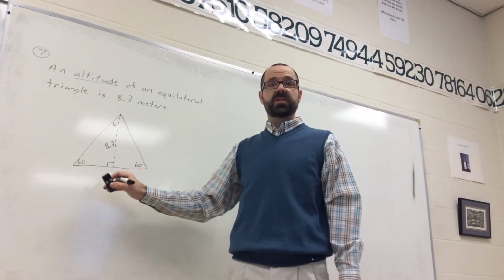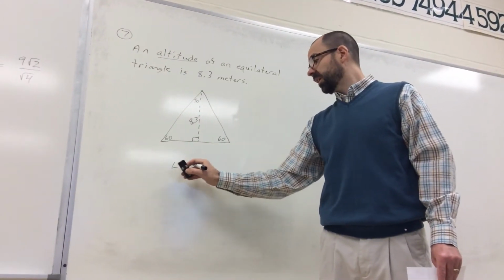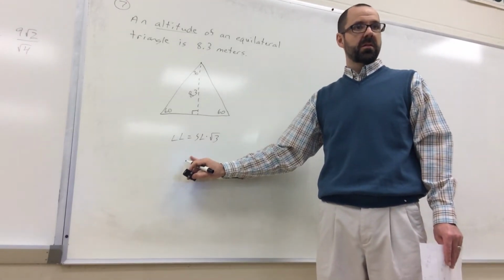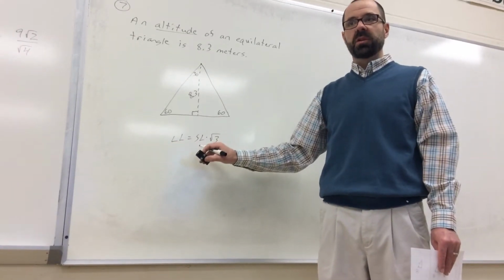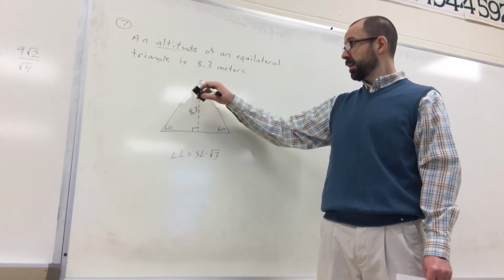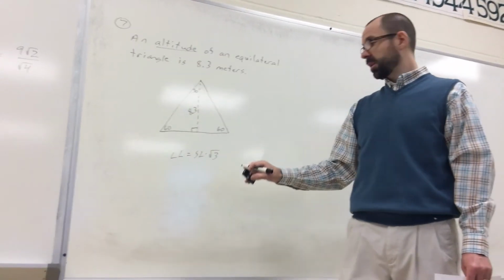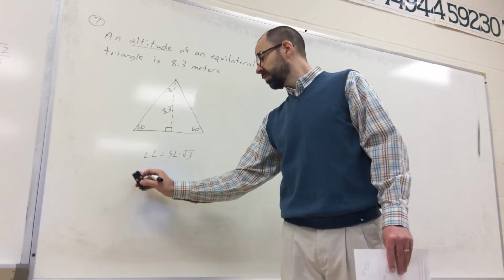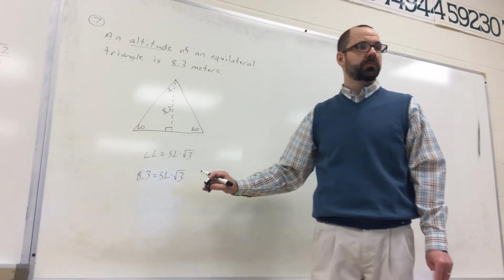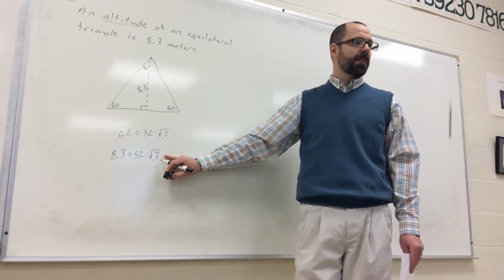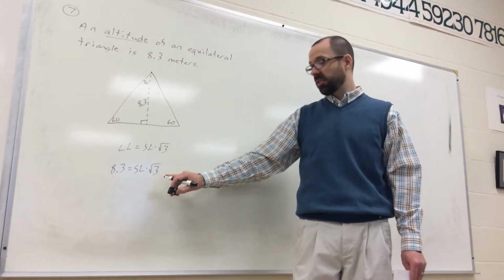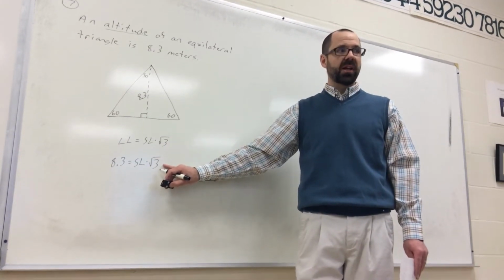Okay, so one of the formulas for 30, 60, 90 is long leg equals short leg times root 3. This is just one of the facts that's true about 30, 60, 90s. On this particular 30, 60, 90, the long leg is 8.3. So I'm going to replace LL with 8.3. So this is the general formula, but then on this particular triangle, I was able to put 8.3 in for long leg.